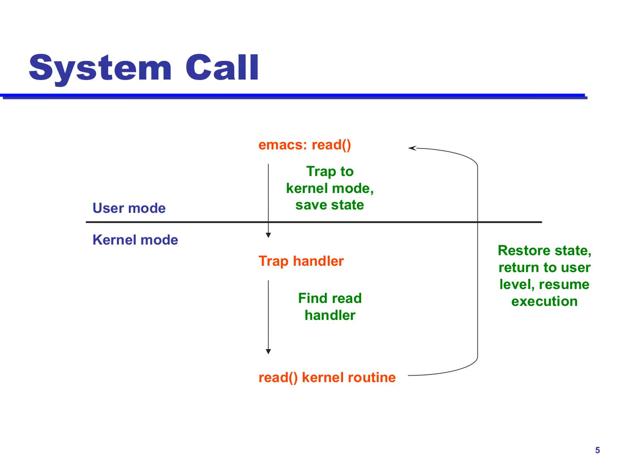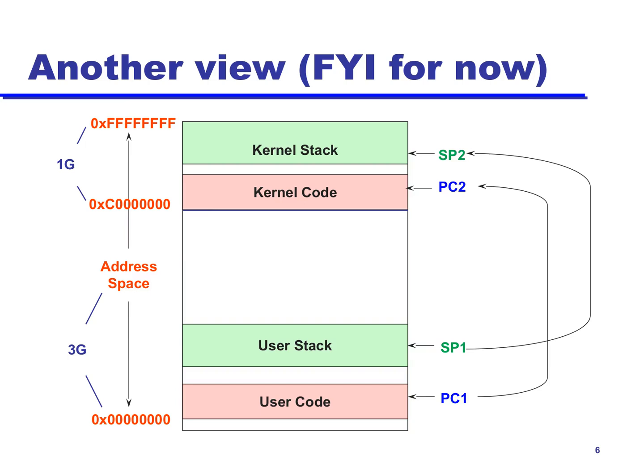The diagram illustrates a system call initiated by user mode code, trapping to kernel mode to execute the read kernel routine, then restoring state and returning to user level. This slide presents another view of memory layout, showing kernel stack and code, along with user stack and code.